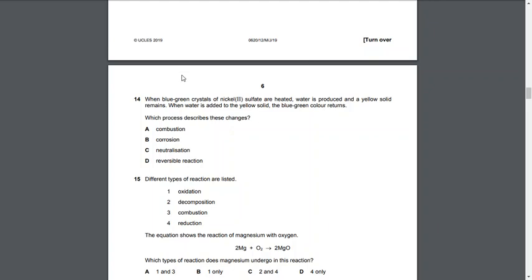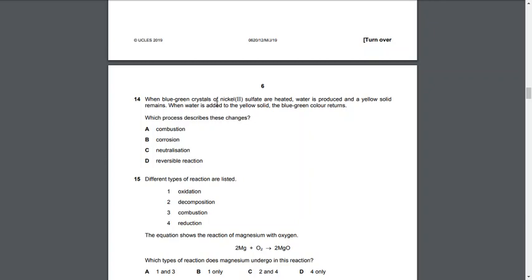So here we're talking about nickel sulfate, which is heated. It's blue-green in color, and after heating, water is produced and a yellow solid remains. When water is added to the yellow solid, the blue-green color returns.